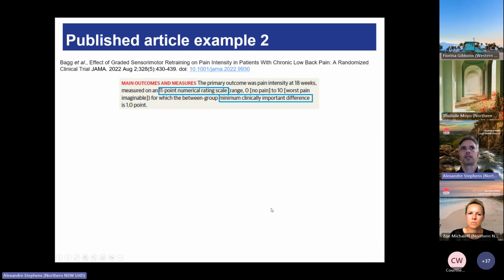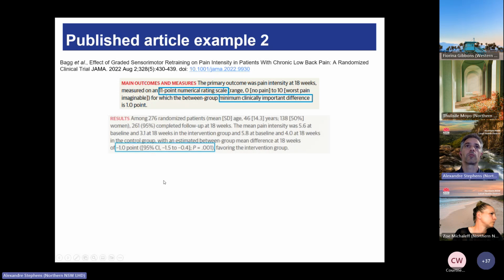Covered that. Got one last example. Everyone's actually doing really, really well in terms of grasping some of these concepts, which is really promising. So we've got a second published article here, which is on the effect of graded sensory motor retraining on pain intensity in patients with chronic low back pain. And these are some of the findings from a randomized control trial.